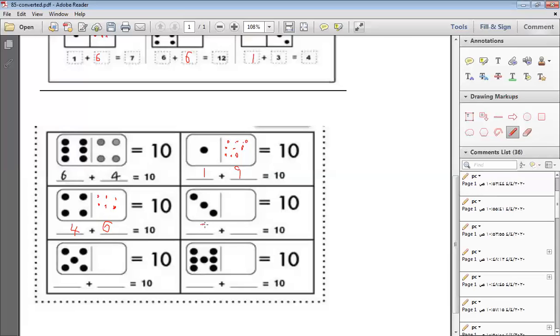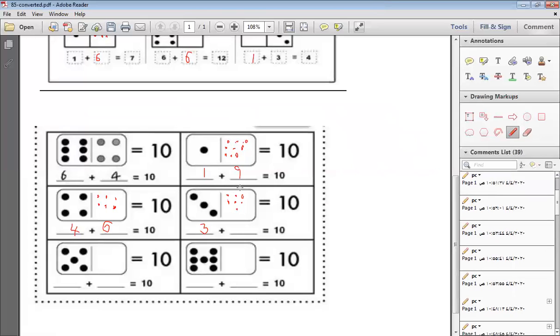Okay, here I have 3 dots, and he needs this 3 to be 10. So I will start drawing the dots after the 3, 4, 5, 6, 7, 8, 9, and 10. Let's count the red dots. 1, 2, 3, 4, 5, 6, 7. So 3 plus 7 makes 10.